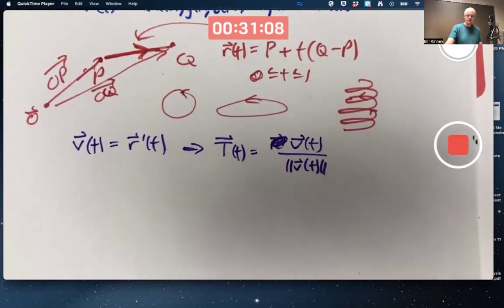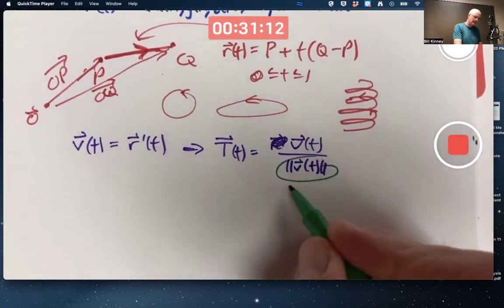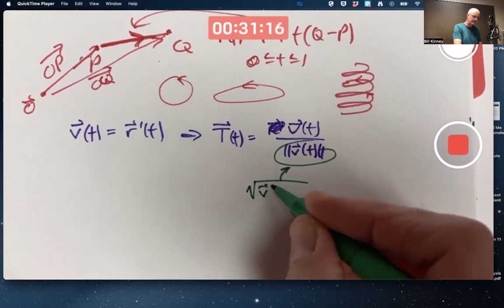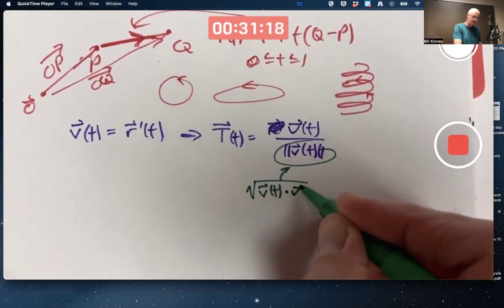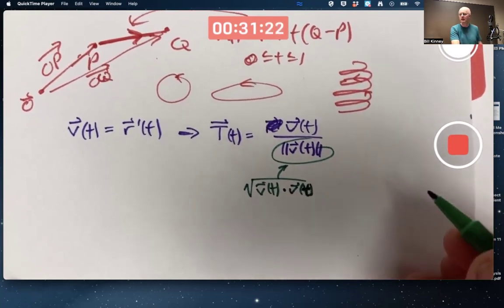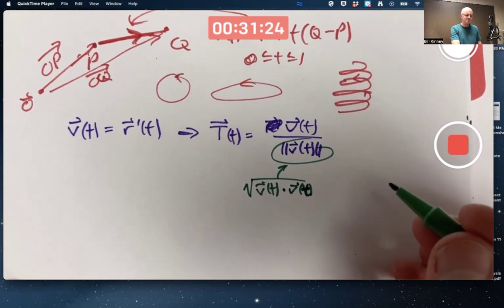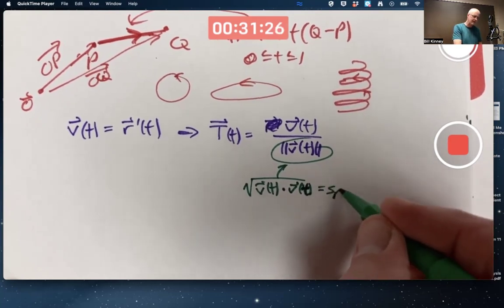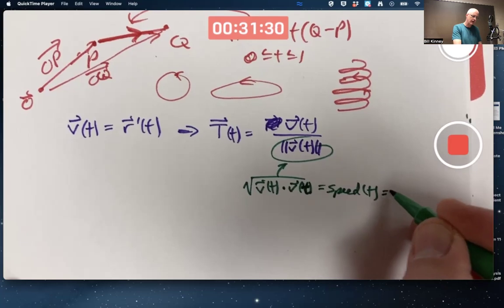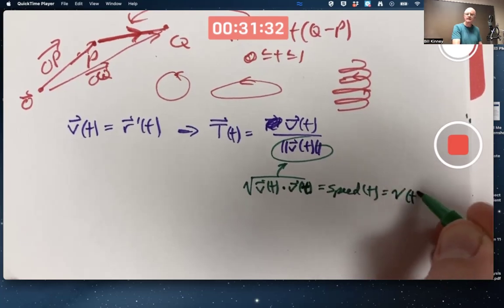The magnitude can be thought of a couple different ways, can be thought of as the square root of the velocity vector dotted with itself. And in general, the magnitude of any vector is the square root of the vector dotted with itself. And we also call that the speed. And for short, I wrote that as cursive d of t sometimes.